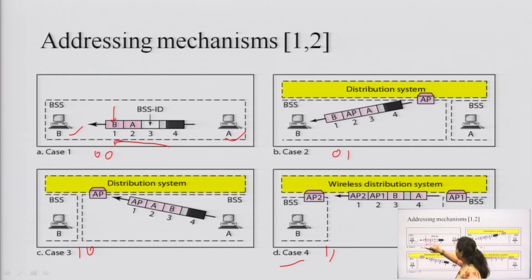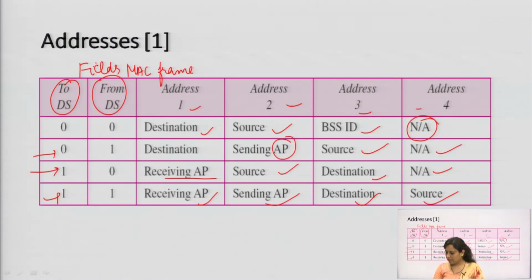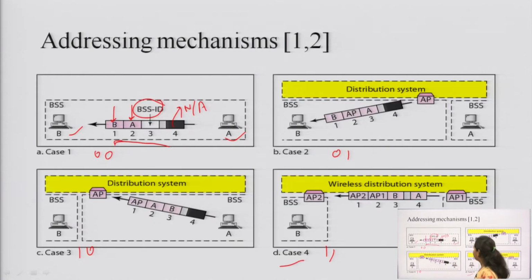This contains the destination address, this contains the source address, this is the BSS ID, and this is basically not applicable, which you can see over here in this diagram and in this table. The same is being shown by this diagram.